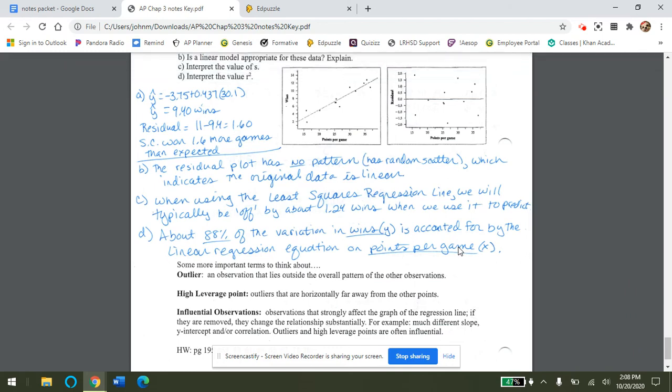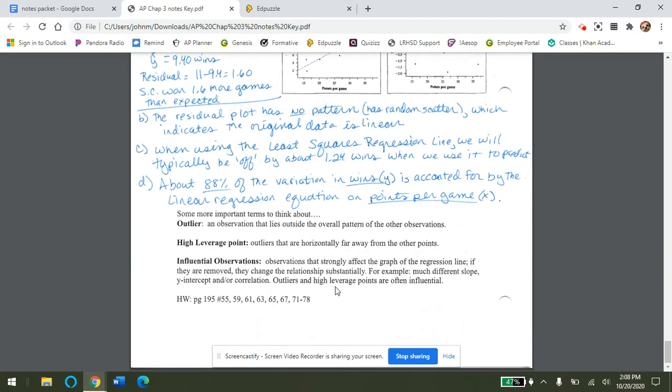All right. So your bookwork has lots of good practice on this down here. So here's what we got. We already talked about outliers, right? It's completely away from the overall pattern of the data.